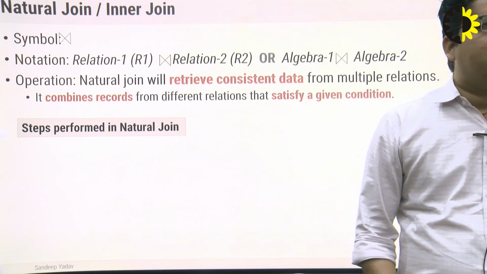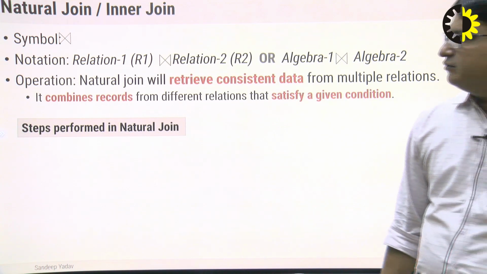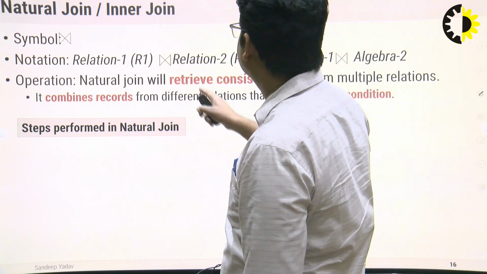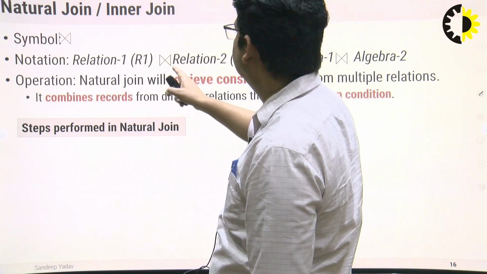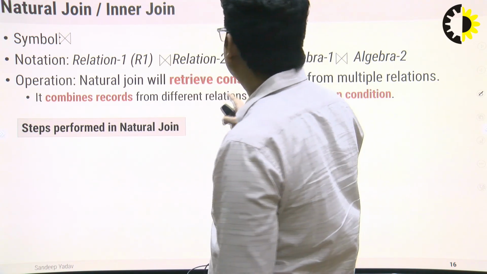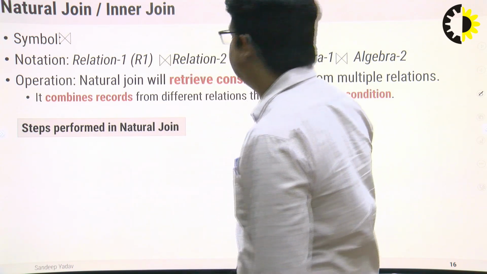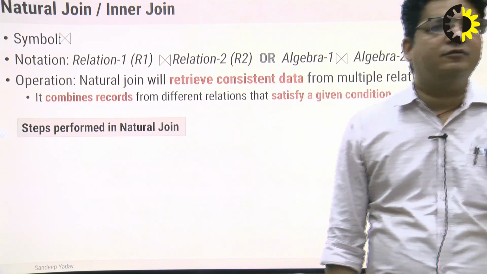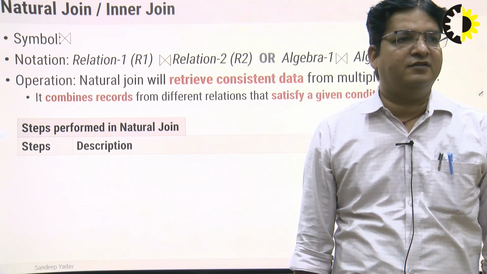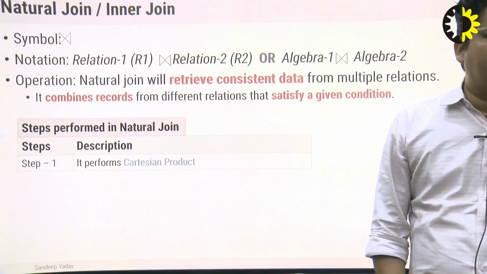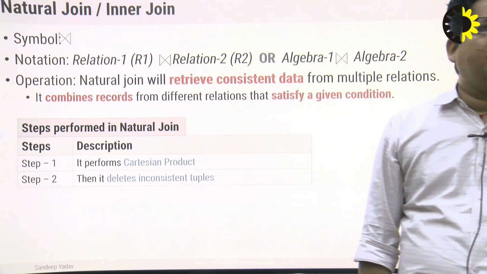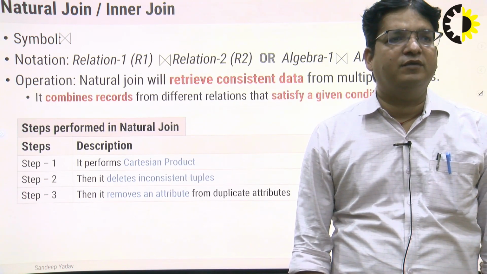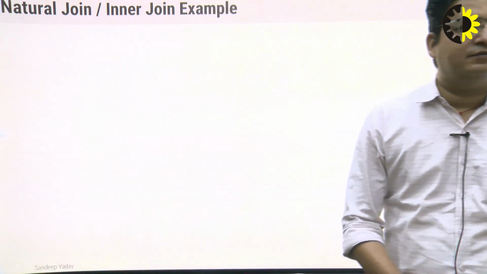Now next is natural join or inner join, which is denoted by this symbol, and this is demonstrated in this way: relation R1 natural join relation R2. This operation will retrieve data from multiple relations based on a certain condition. The various steps are: it will perform the Cartesian product, thereafter it will delete the inconsistent tuples, then it removes an attribute from the duplicate attributes.